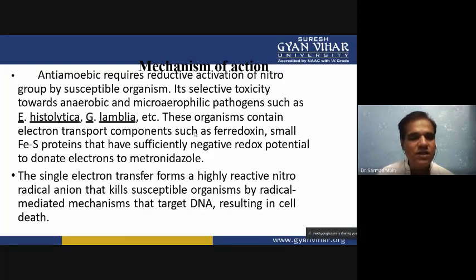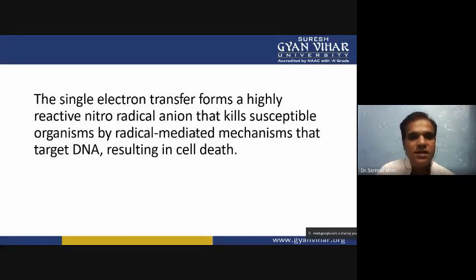So when we give any anti-amoebic type of drug, especially metronidazole, it will target the DNA, and it will inhibit DNA synthesis and transcription at various levels, so that it will be lethal for the bacteria and protozoa, and the microorganism will start dying. The single electron transfer forms a highly reactive nitro-radical anion that kills susceptible organisms by a radical-mediated mechanism that targets DNA, resulting in cell death.